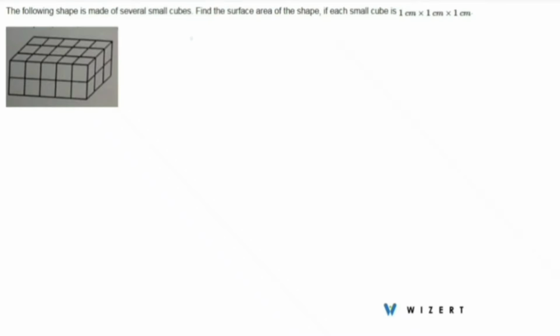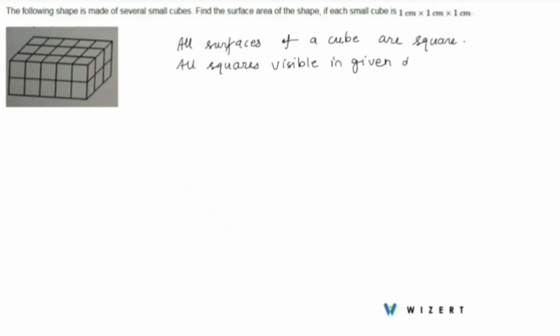Now we know that all surfaces of a cube are square surfaces. Therefore, all squares visible in the given diagram have dimensions as 1 centimeter by 1 centimeter.